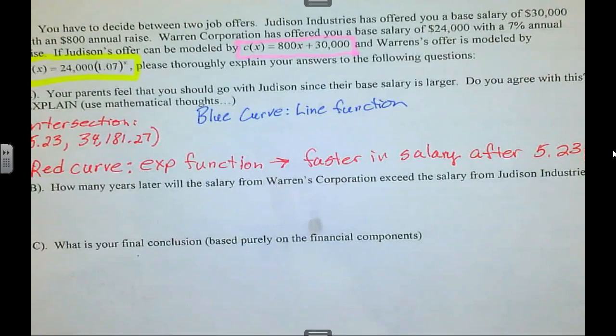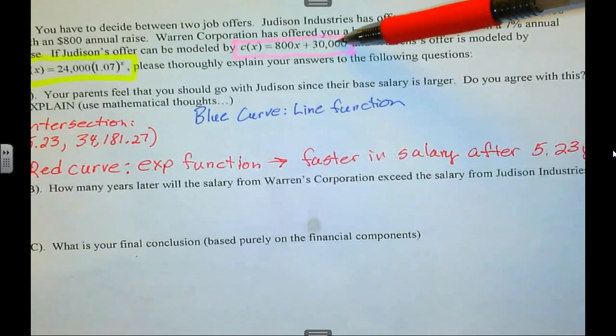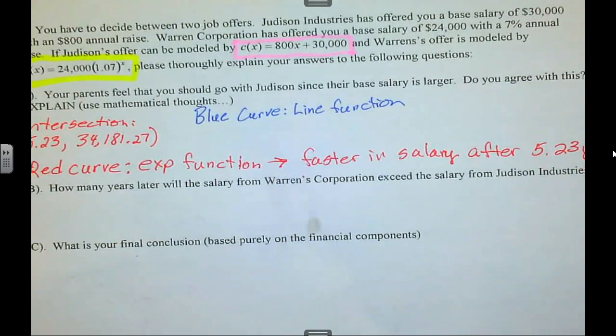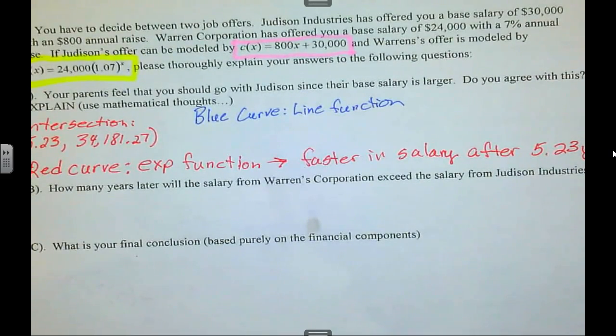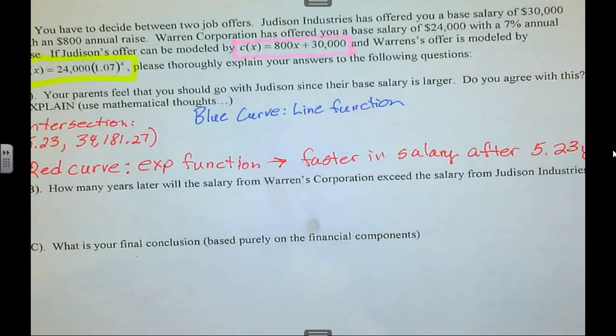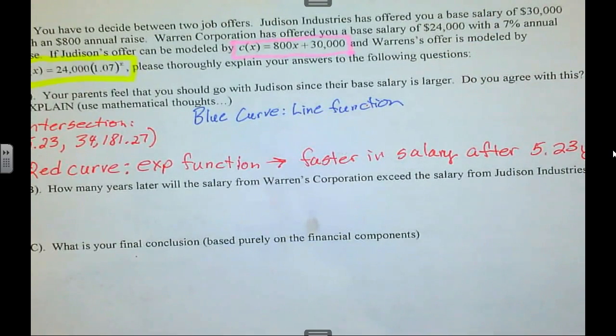So, here's your explanation. Your parents feel that you should go with Judson since their base salary is larger. So this is Judson's, which is the blue one. This is Warren's. Do you agree? So this is an exponential function, going to increase faster after 5.23 years. Your parents say, no, go with the other one. So again, do you agree?